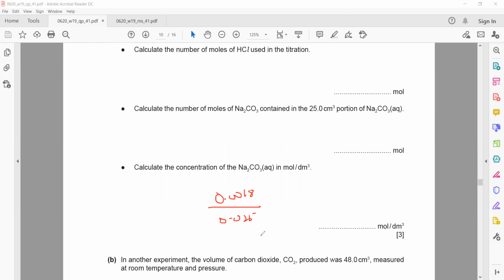What's the final answer for this? 0.072 mole per dm cube. That's the concentration. This was 0.0018 and this was 0.0036. So you can see it's not that difficult to get the moles.